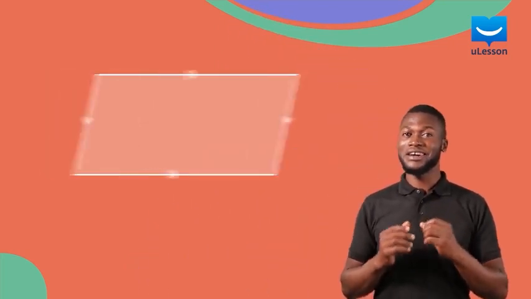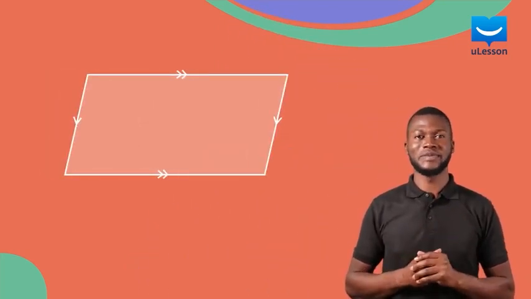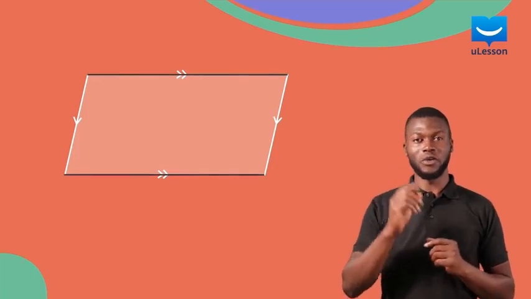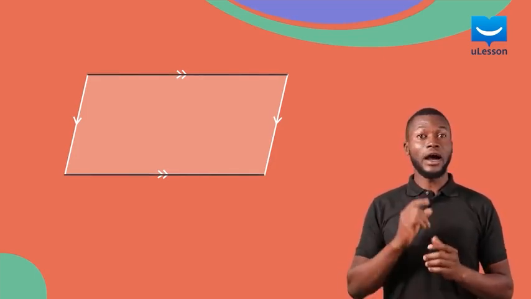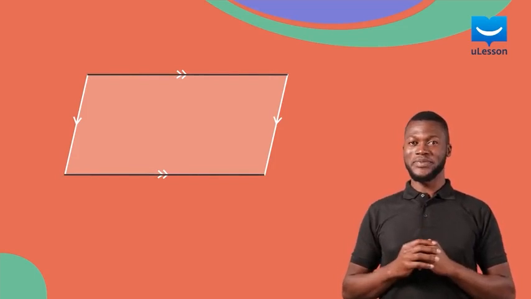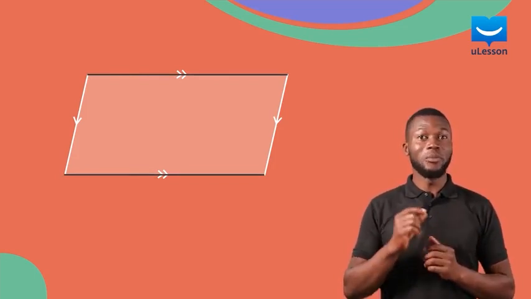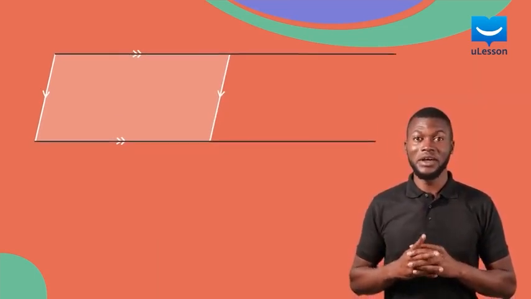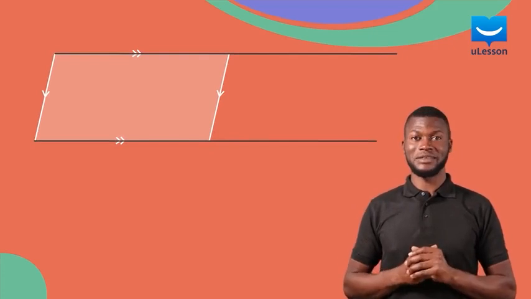Now, what is a parallelogram? A parallelogram is a quadrilateral which has both pairs of opposite sides parallel. Here is a parallelogram. Let us consider this pair of opposite sides. Are these lines parallel to each other? Of course, they are. No matter how far we extend them, they will never meet.